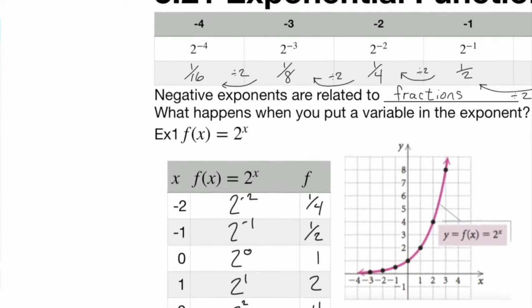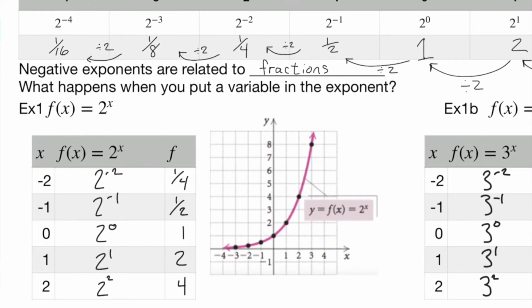So here's the big question for today: what happens when you put a variable in the exponent? Like this, it's not x squared, it's 2 to the x. Well, we've chosen some x values, some of them positive, some of them negative. Let's do the positive ones first. 2 squared is 4. 2 to the 1 is 2. 2 to the 0 is 1. And as we just reminded ourselves, 2 to the negative 1 is 1/2. 2 to the negative 2 is 1/4. You plot all those points and you get something like this.